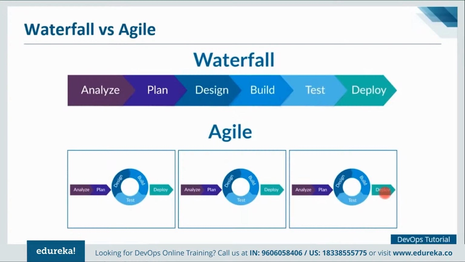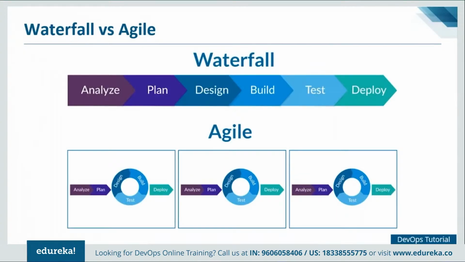So agile methodology basically breaks down the entire software delivery lifecycle into small sprints, or iterations as we call them, due to which the development and the testing part of the software delivery lifecycle happen continuously. So I hope you have understood this. If you have any questions or doubts related to waterfall or agile, you can just go ahead and ask. Any questions, guys? Fine, so there are no questions.